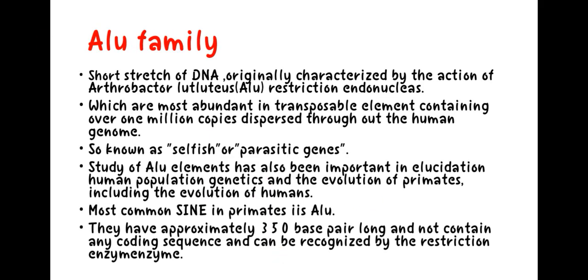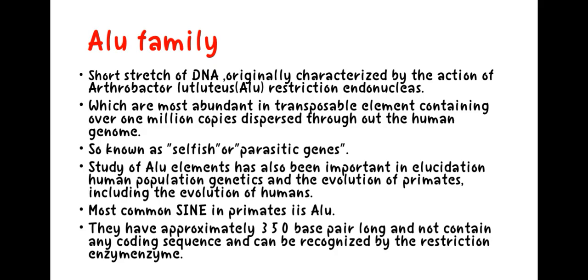ALU family, a short length of DNA, originally characterized by the action of the Arthrobacter luteus restriction endonuclease, which are the most abundant transposable element, containing over 1 million copies dispersed throughout the human genome, so known as selfish or parasitic genes.